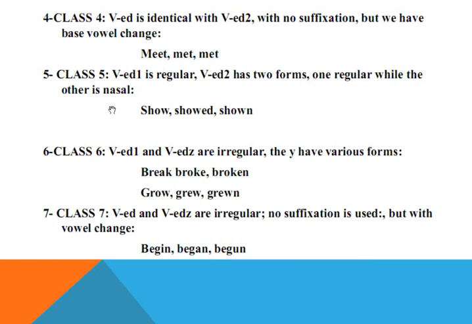The fifth class, in which the VED1 is regular. It means that the VED1 is the regular -ed past tense. We add -ed to the verb to make it past. However, the VED2 has two forms: one is regular and the other is nasal. For example, show: it is showed in the past, and it is shown or showed in the past participle. Here we add the nasal consonant sound for the past participle.